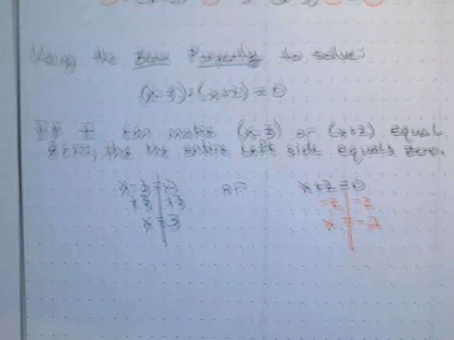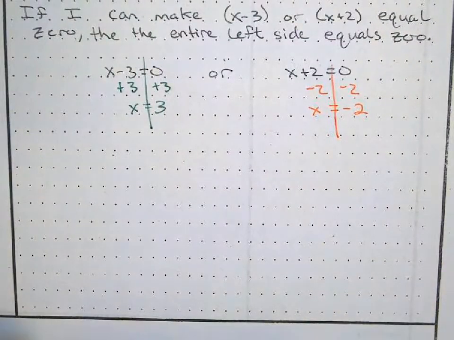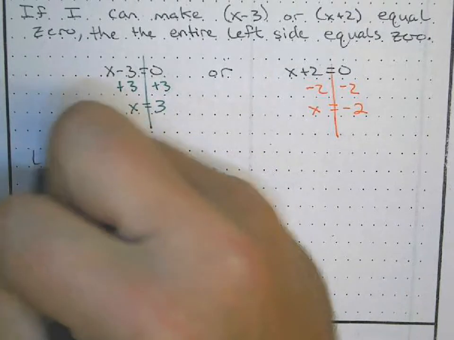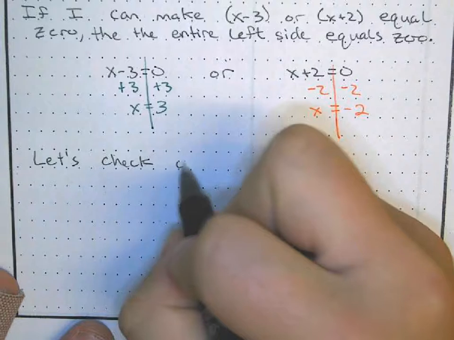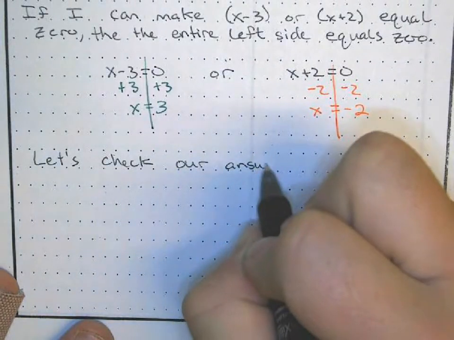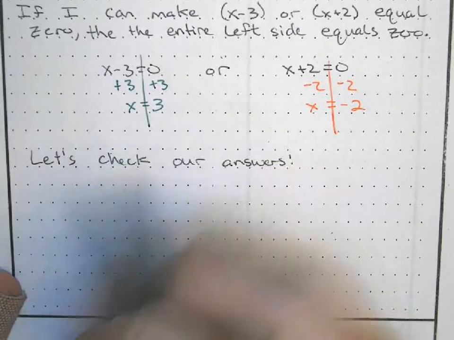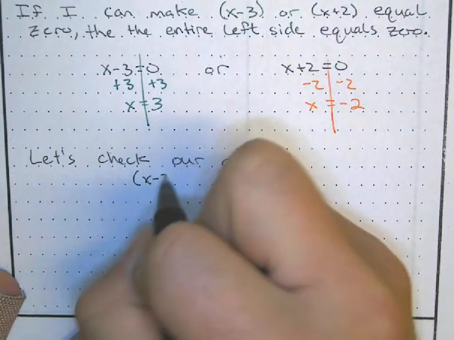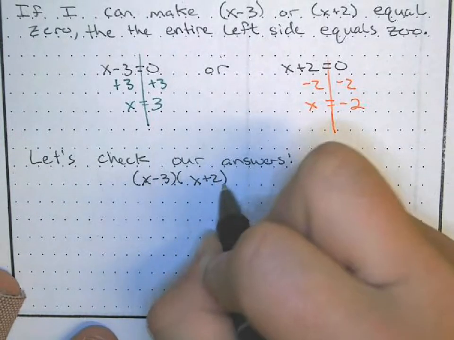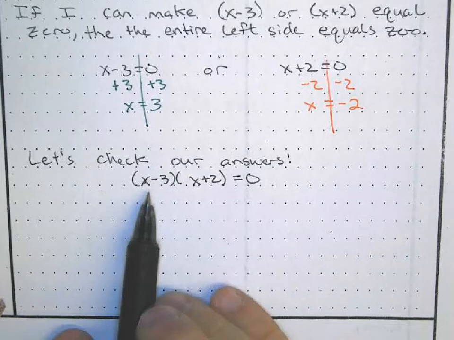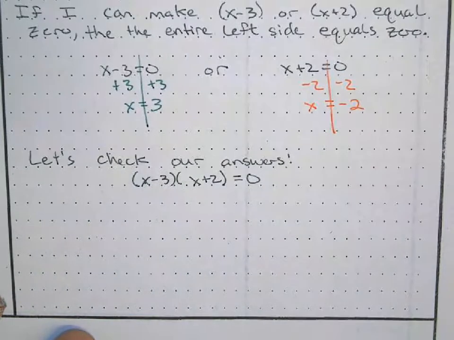Now, for the sake of checking our argument, let's plug these answers back in and see if it actually worked out. So I'm going to rewrite the equation we're working with. I have x minus 3 times x plus 2 equals 0. So on this side, I'll plug in my 3, and then on this side, I'll plug in my negative 2.